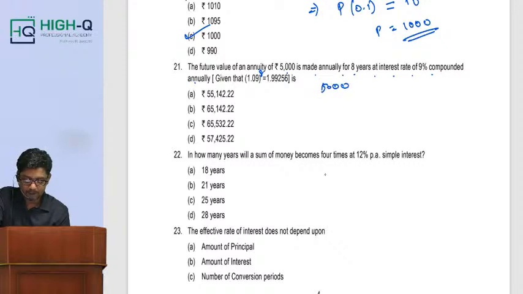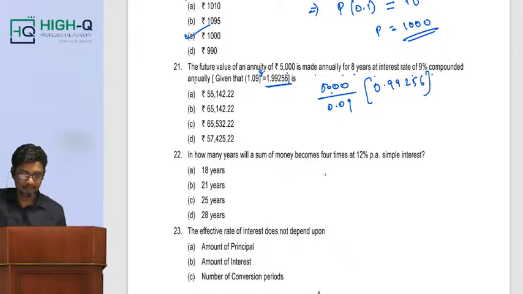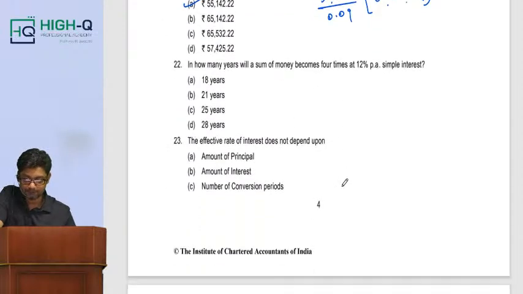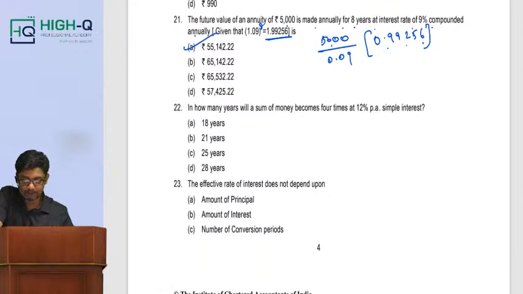Sir, 5,000 divided by rate of interest 0.09 into 1.09 whole power 8, which is already given. What is given? 1.99256 minus 1, which is 0.99256. Is it necessary to write everything, my dear? Simply 5,000 into 0.99256 divided by 0.09. Yes, Sajita, I already explained why it is like that. Okay. So can you please tell me what exactly answer? 55,142. Yes, very good.